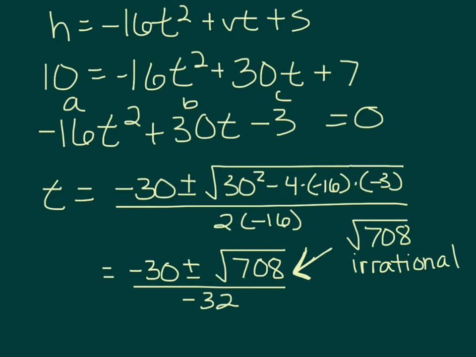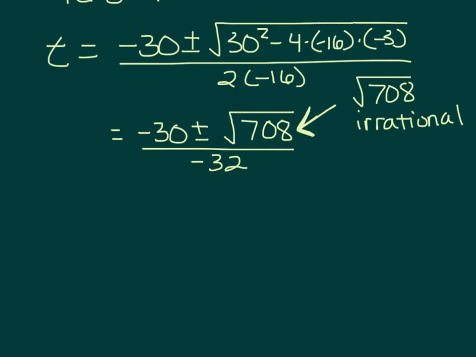So now you need to punch in negative 30 plus the square root of 708 divided by negative 32 and the minus. And magically you will get t equals 0.106 and 1.769. Now, why on earth are there 2 answers?